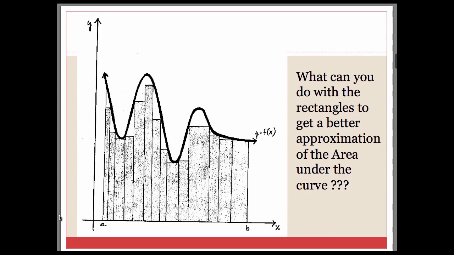So here's one option as to maybe what you could do with those rectangles to get a better approximation of the area under the curve. You'll see there's some fat rectangles here. Maybe we could break those up. If maybe we took this one right here and broke that one into skinnier ones, maybe we could fill some of the empty space up there.